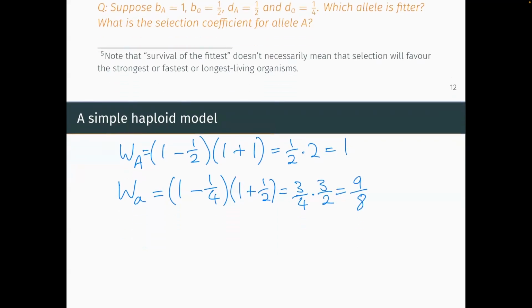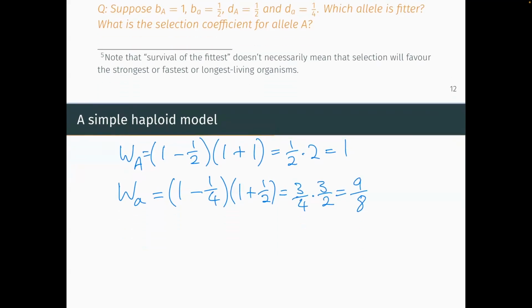So which allele is fitter? Little a. Yeah. So W sub little a is bigger than W sub big A. So allele little a is fitter.